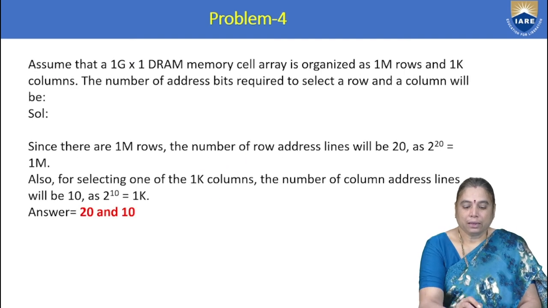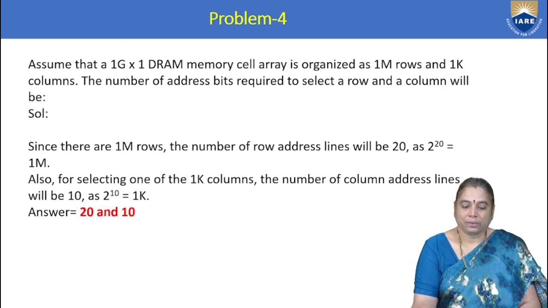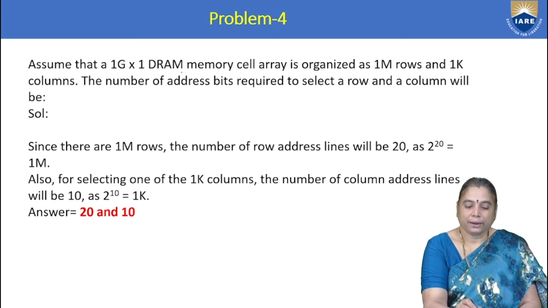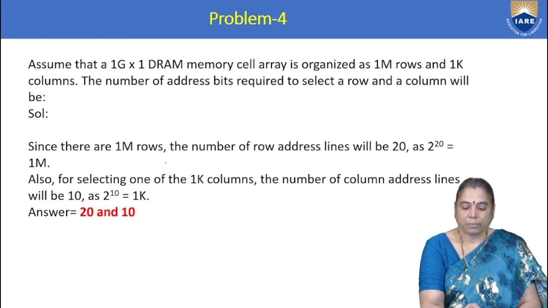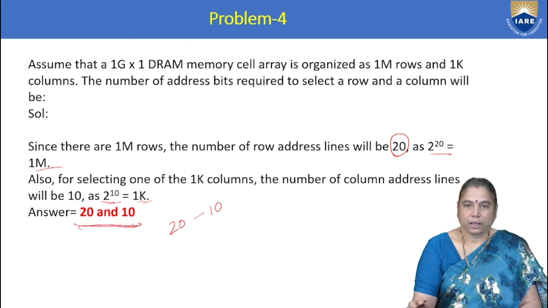Assume that a 1 gigabyte by 1 DRAM memory cell array is organized in 1 megabyte rows and 1 kilobyte columns. The number of address bits required to select a row and a column will be? Since there are 1 megabyte rows, the number of address lines is 2 power 20, which is 1 megabyte. So, 20 address lines are required. For selecting one of the 1K columns, the number of column address lines is 2 power 10, which is 1K. So, 20 are used to access the row and 10 to access the column. That is the answer.